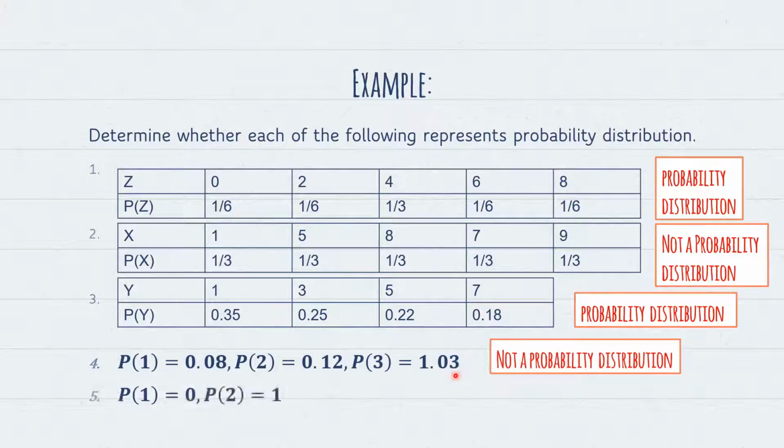Okay? For our last example, we have P of 1 equal to 0 and P of 2 equal to 1. This is not strictly between 0 and 1, but it is equal to 0 and equal to 1. So, therefore, in the first condition, it fits. For the second condition, we have 0 plus 1, which is also 1. So, it fits both criteria. Therefore, this is a probability distribution.